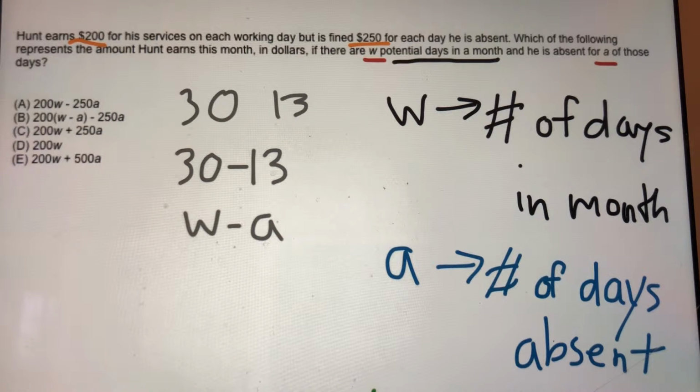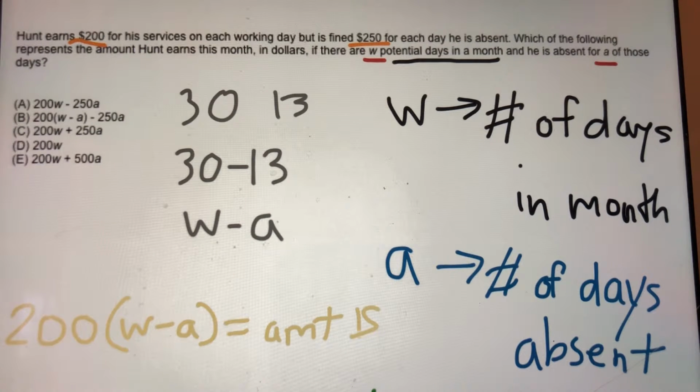So if he earns 200 each of those days, you're going to multiply 200 times this variable, W minus A. So let's say the number of working days W minus A equals 1. Since it's $200 a day, you get 200 times 1. 2 days will be 200 times 2, and it essentially follows the pattern of 200 times W minus A. So if we write that here, 200 times W minus A, that's the amount of money earned.